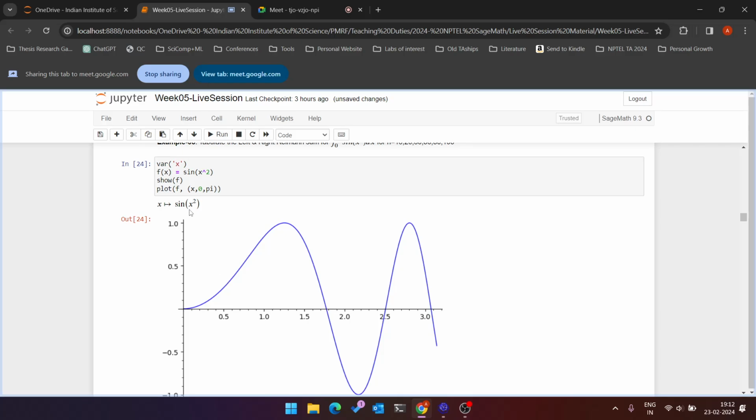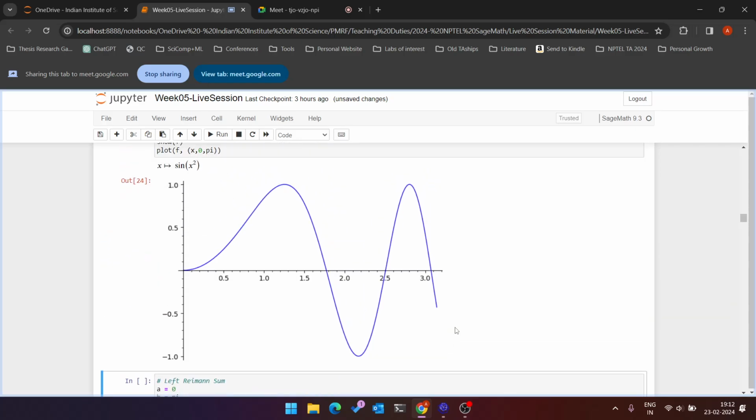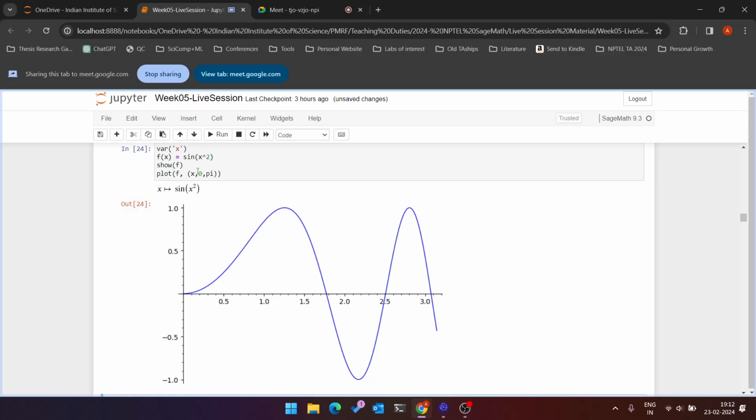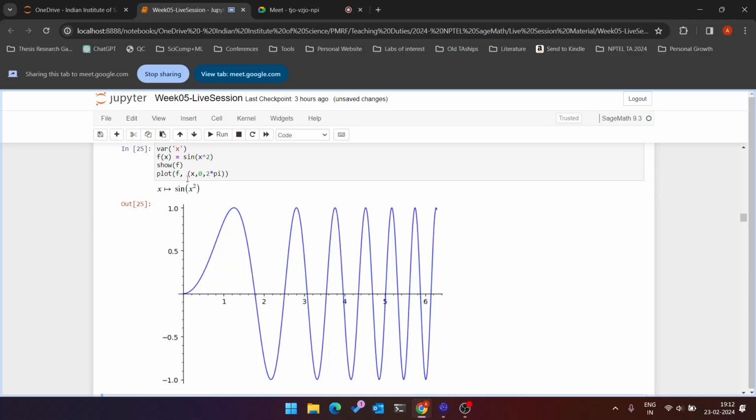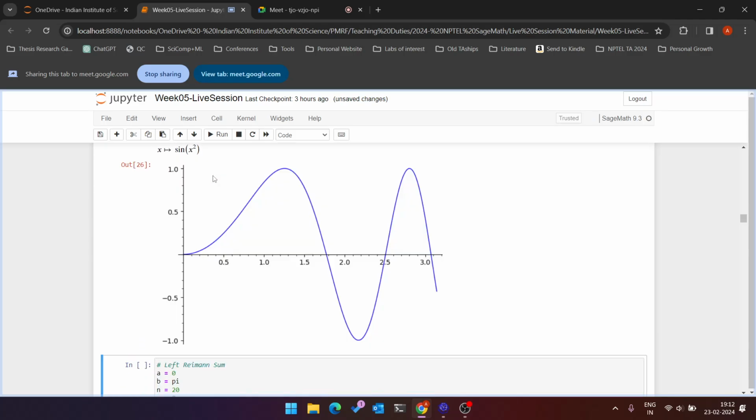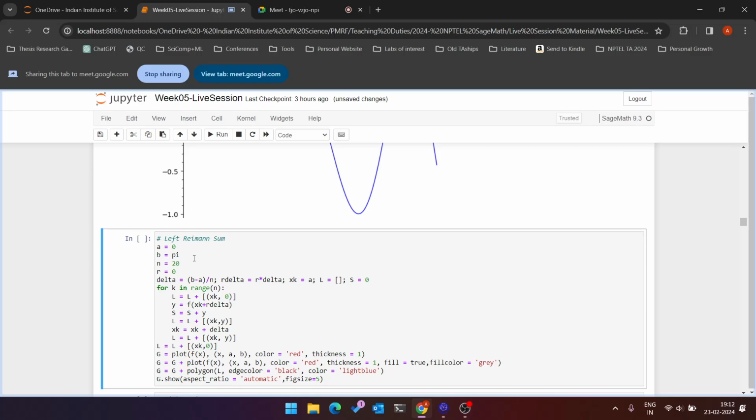So sine of x square, not sine of x whole square, would look something like this, and it will keep on shrinking. So it's no longer periodic. It's periodic only if you plot it versus x square. So we are plotting f of x versus x. This is how the function looks. Next, we look at the left Riemann sum.